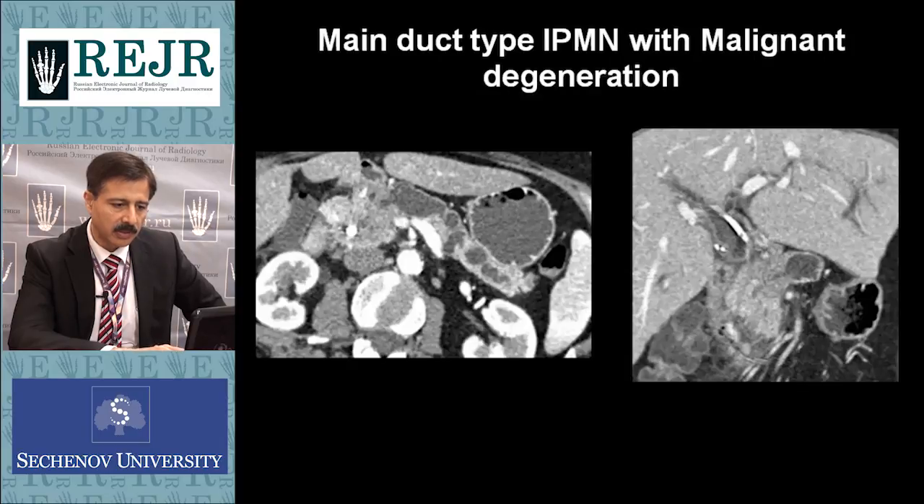Here is an example of the main duct type of IPMN with malignant degeneration. So here is a hypodense lesion, which is also causing obstruction of the CBD.